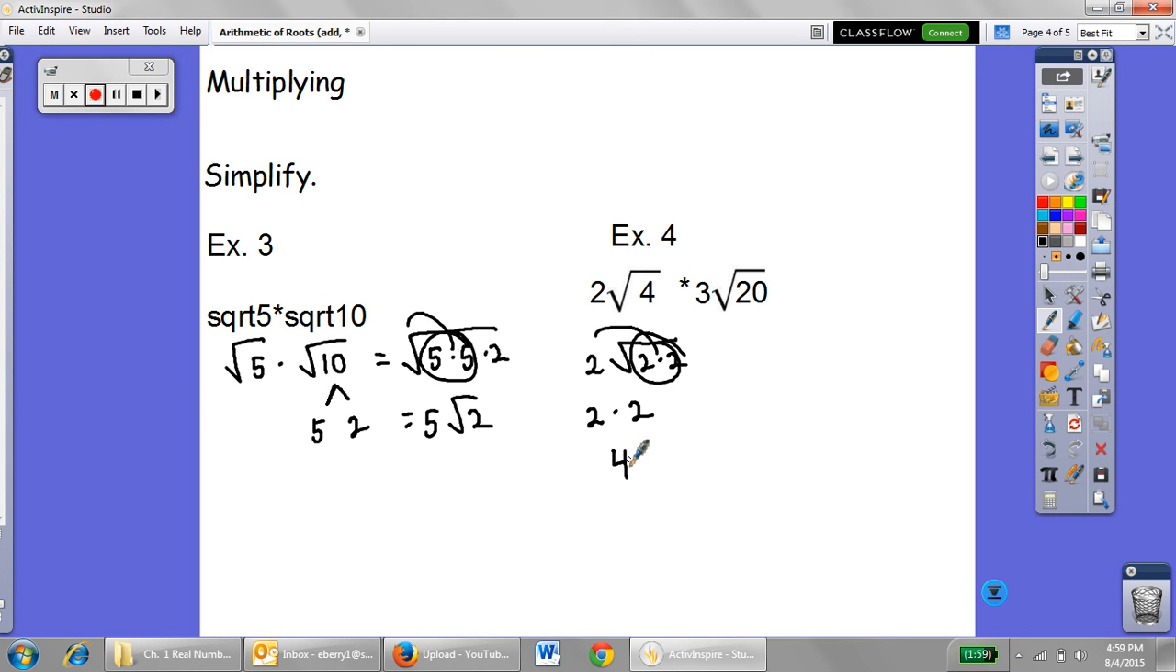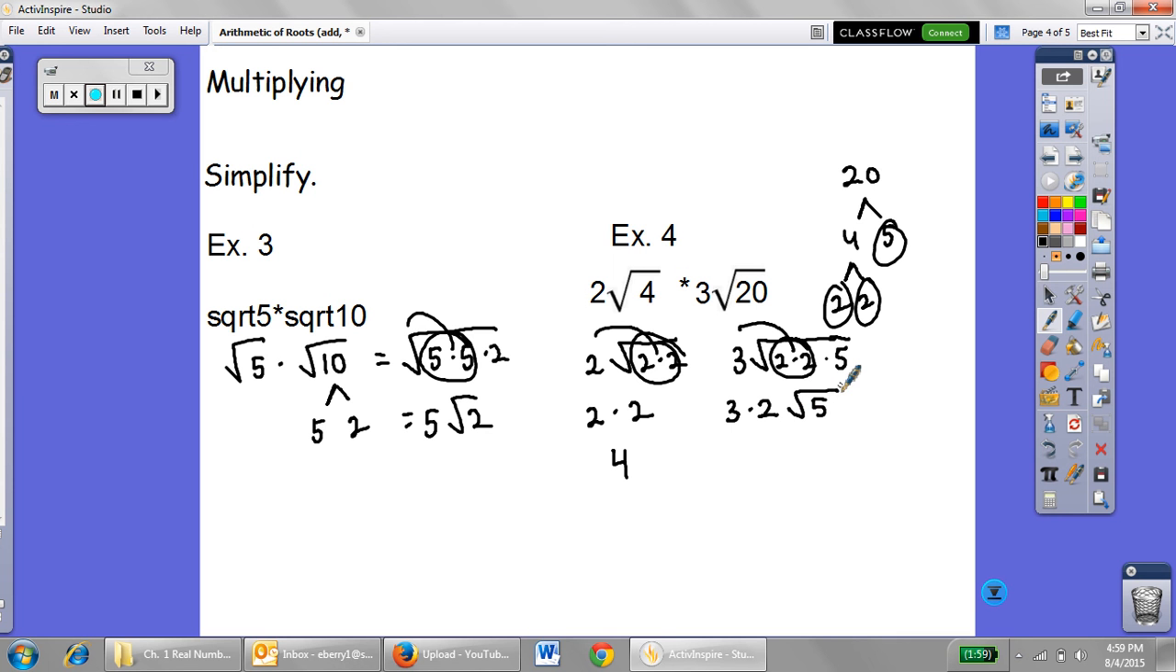Now looking at the second part, 3 square root 20. So let's break down 20. That's 4 times 5. And 4 breaks down to 2 times 2. So we have 3 square root 2 times 2 times 5. Let's simplify. So a pair of 2's get to come out. So that becomes 3 times 2. And we still have square root 5. 3 times 2 is 6. And we still have square root 5 next to it.